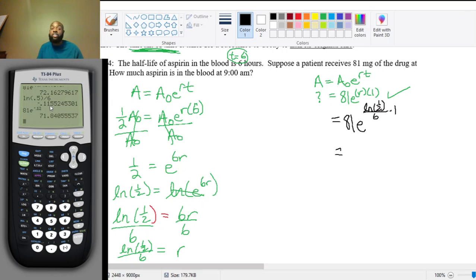Now you could use the answer feature of your calculator. So if I, for instance, place that into my calculator, then when I call up the answer feature of my calculator, which is second negative sign, then it's going to actually replace this exact value in here, right? And so if I did 81 times second e to the second answer times 1, when you don't need that times 1 there, then it's going to use the exact value and we'll get that 72.1628.